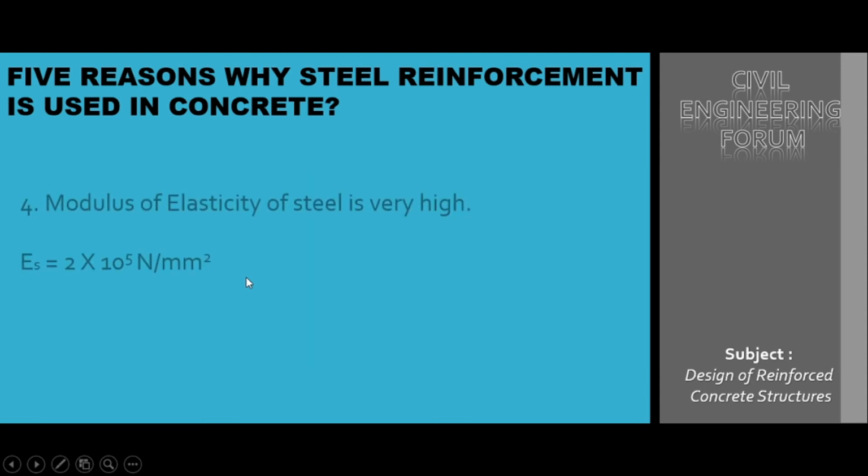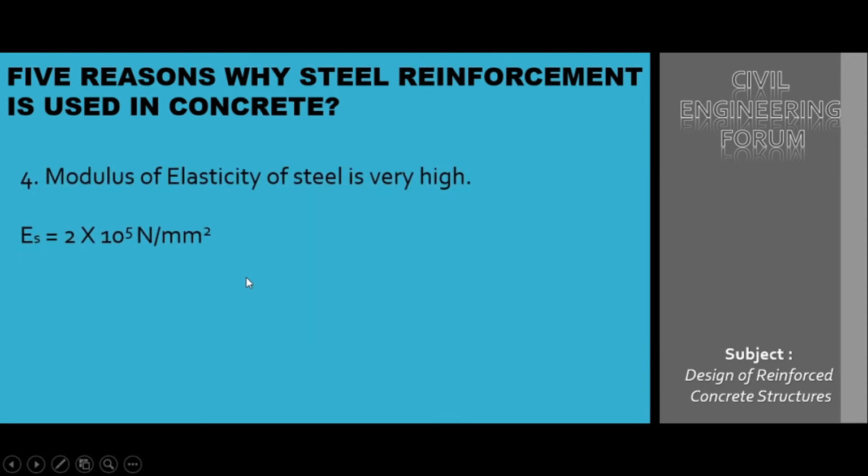And the fourth one is, the modulus of elasticity of steel is very high, that is 2 × 10^5 Newton per mm². We know that when concrete becomes harder, it becomes rigid. But once we include steel with this cement concrete, it provides some elasticity to our concrete. And this elasticity saves our structure from cracking and deflection. And this becomes our fourth point.